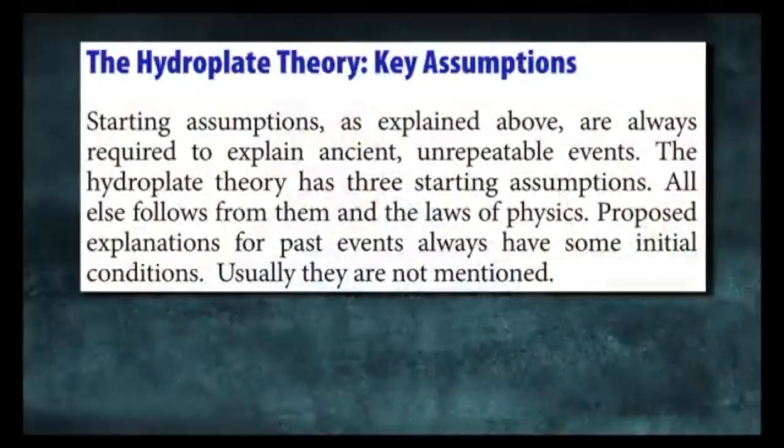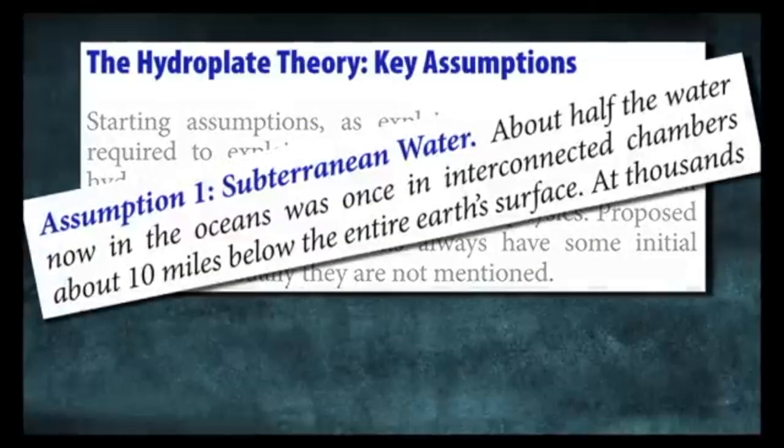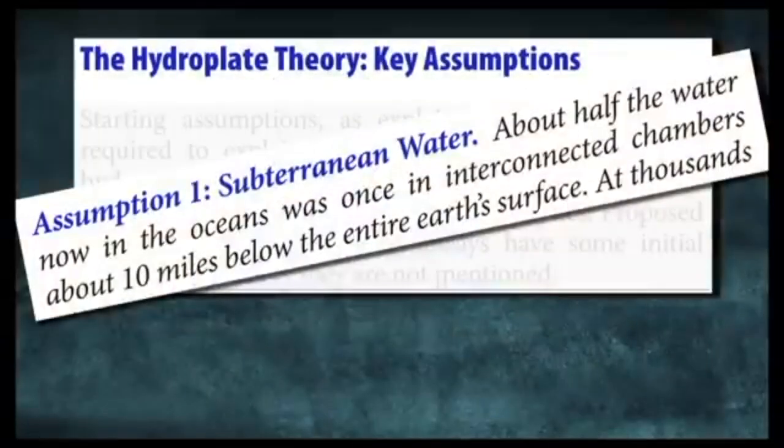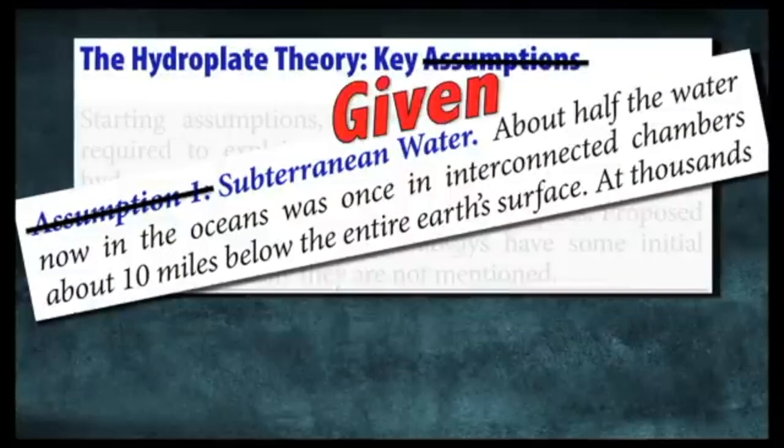All right, so this comes from Walt's book, The Hydroplate Theory, Key Assumptions. And his main assumption is that there was subterranean water. About half of the water now in the oceans was once under the crust. I think scientifically speaking, he's right to call that an assumption. But how about biblically speaking? Biblically speaking, it's a given.